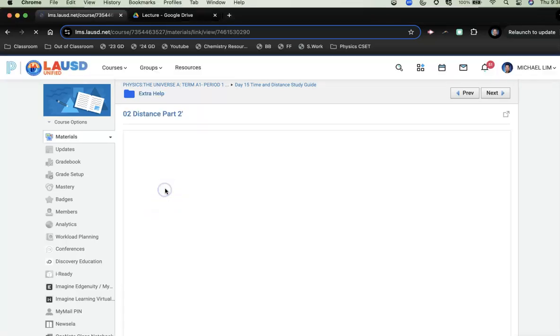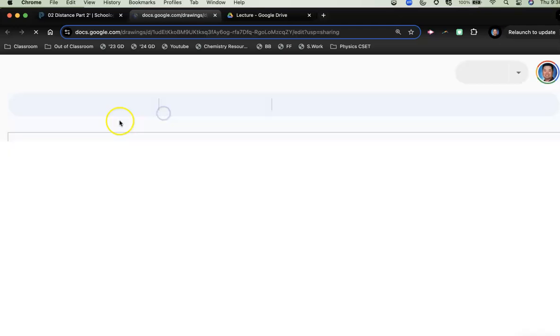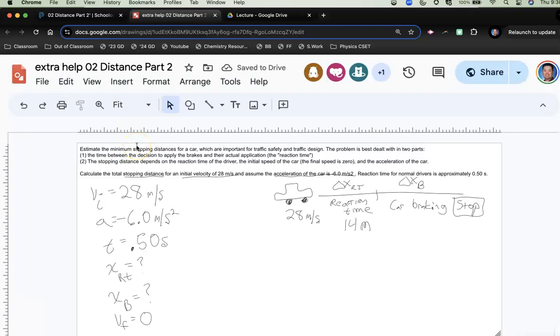Okay, so distance part 2. So we've got this car. The driver says, I got to hit the brake. So they hit the brake, and now the car is drifting. Okay, now the car is sliding, and it has to stop. How far does it need to go in order to stop?